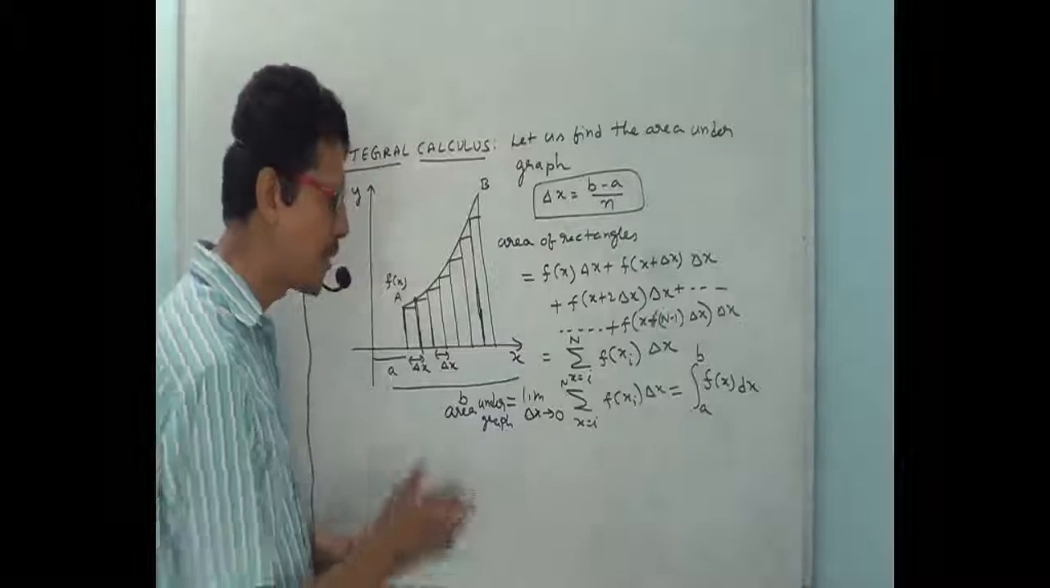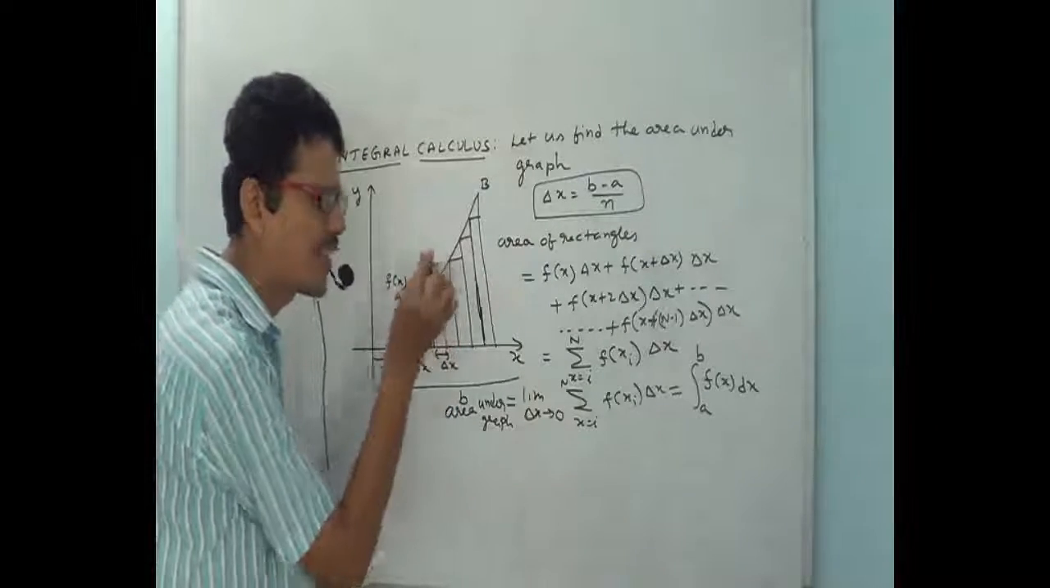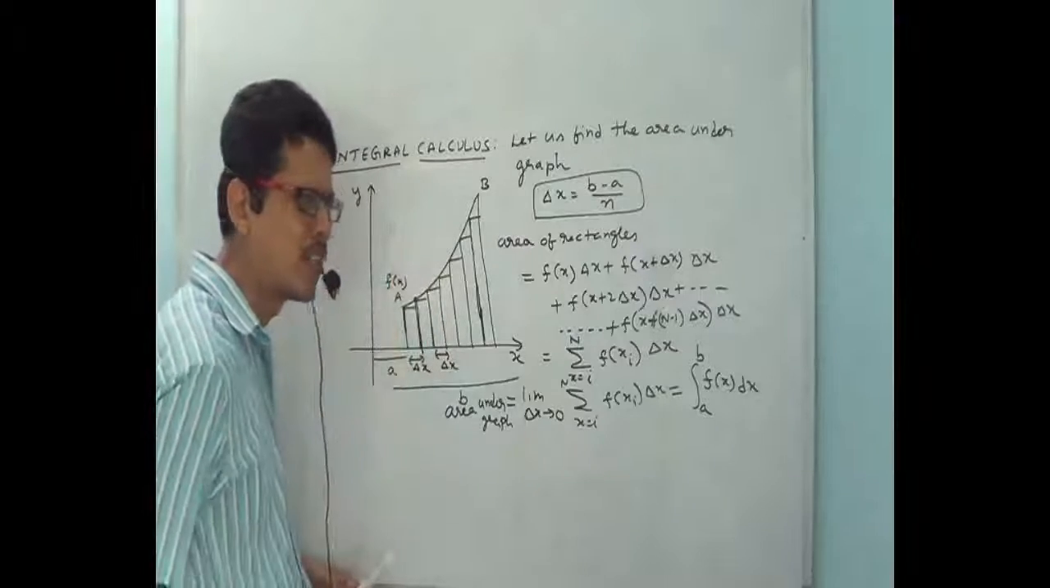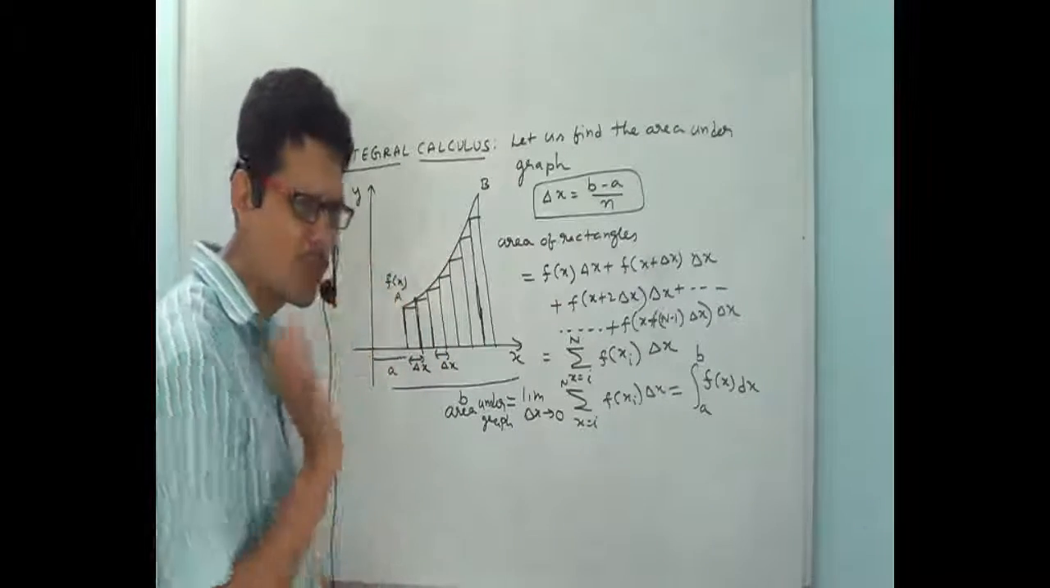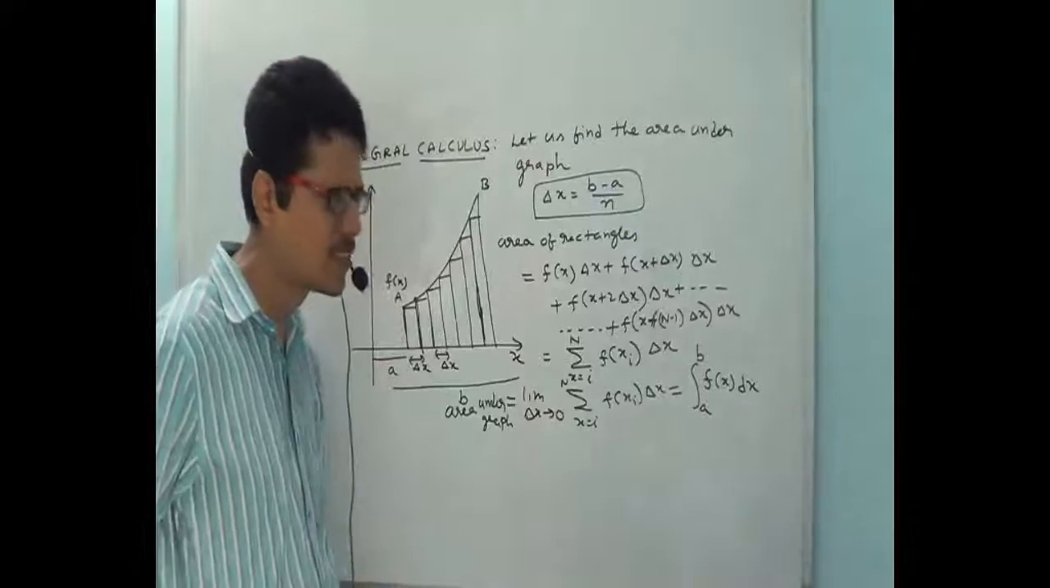Because if I bring the delta x very close, then those triangles will be almost neglected. The triangle area will be very, very small. How do I have to make this delta x?